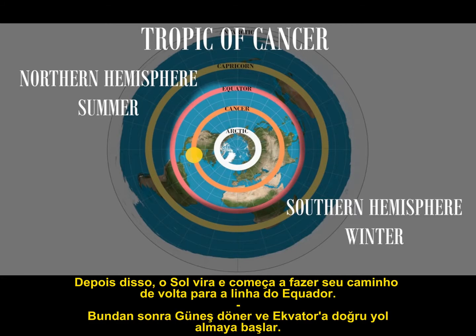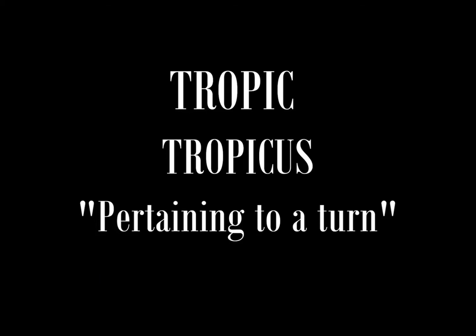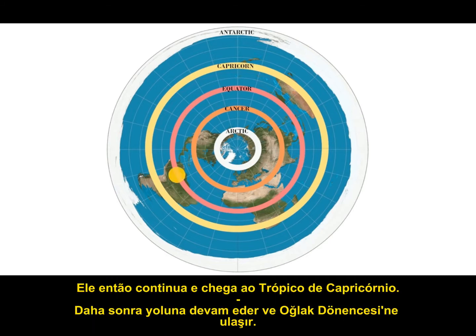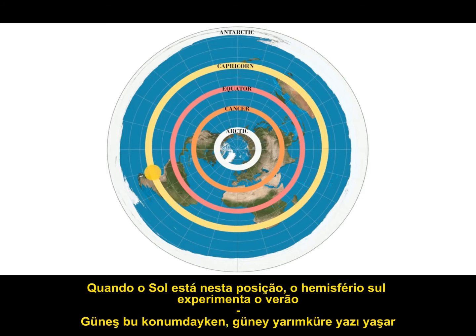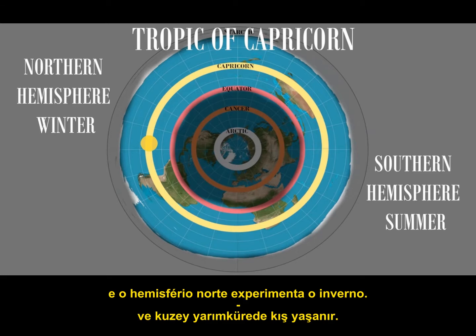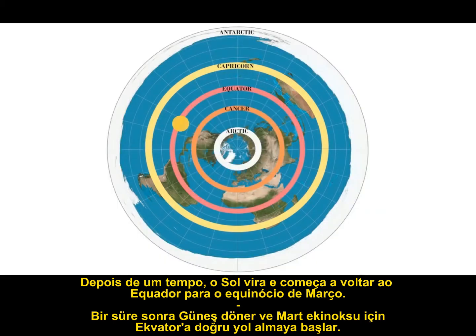After which, the sun turns and begins making its way back to the equator. The word tropic stems from the Latin word tropicus, which means pertaining to a turn. The sun journeys back, taking the same concentric spiral path, and reaches the equator again. It then keeps going and reaches the Tropic of Capricorn. When the sun is in this position, the southern hemisphere experiences summer and the northern hemisphere experiences winter. After a time, the sun turns and begins making its way back to the equator for the March equinox.